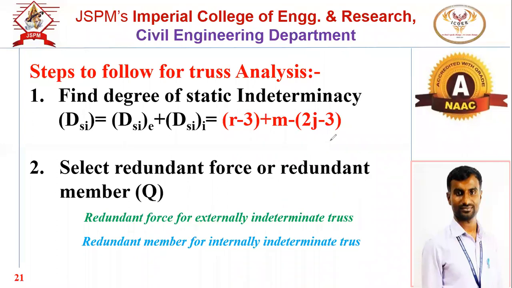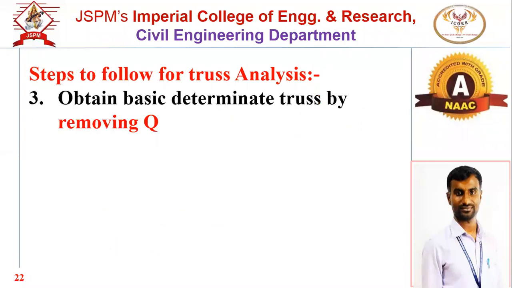So based on the DSI, if the DSI is small n, so we have to select that number of forces or that number of reactions or that number of members from the truss. तेवढे मेंबर किंवा तेवढ्या रिॲक्शन सिलेक्ट करायच्या आहेत. Next step is what? Step number 3, obtain the basic determinate truss.